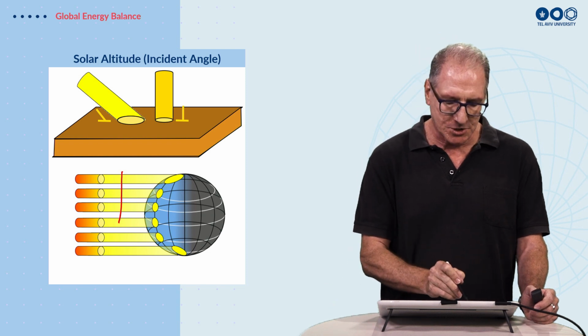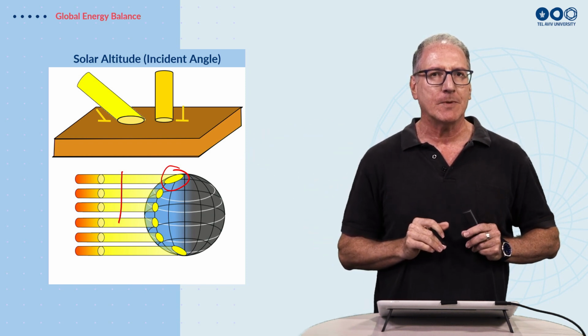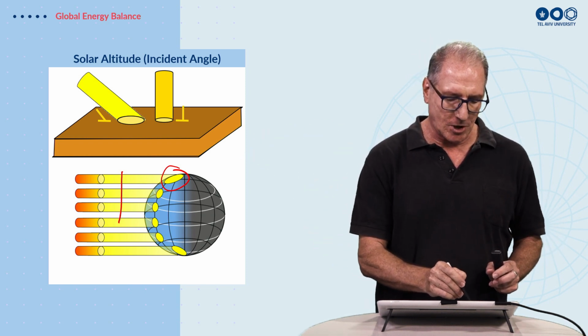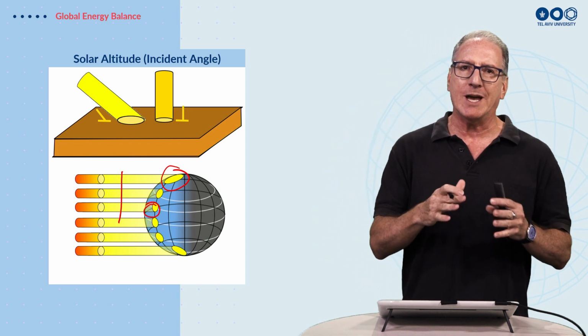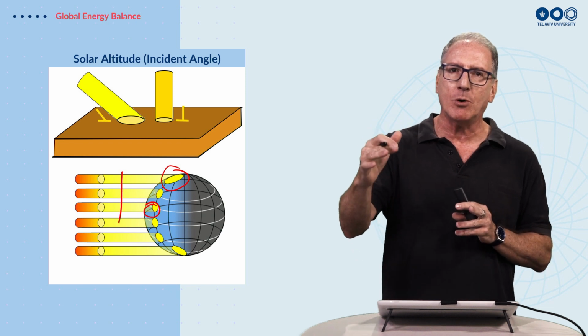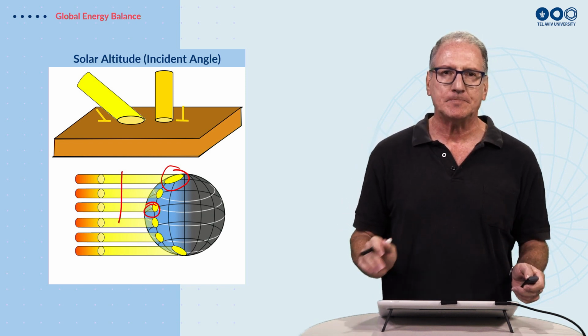But when it hits the surface, you can see what happens at the poles. That amount of energy gets spread out over a much larger area compared with what happens in the tropics, where it's basically perpendicular to the surface. And so for every square meter in the polar regions, we're going to have a lot less energy than we do in the tropics.